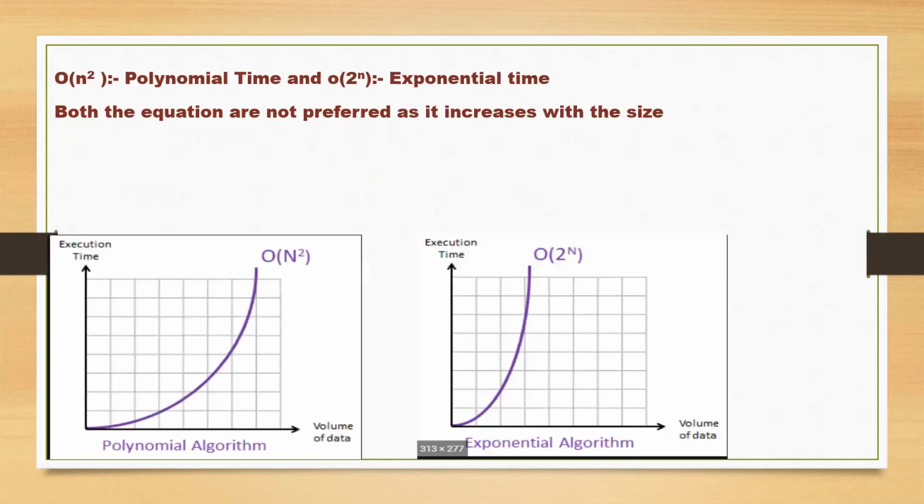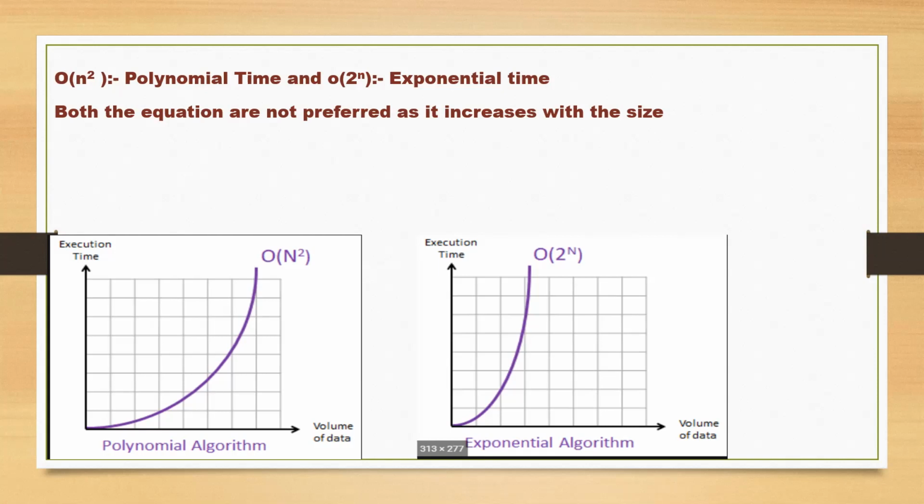The next equation would be order of n square, polynomial time, and the last two equations are not preferred because you can see the graph increases drastically with the number of elements increasing. For order of n square, you can see the graph is increasing a lot. So these two equations are not preferred. So this is about time complexity. There are many more equations, but these are the main ones.